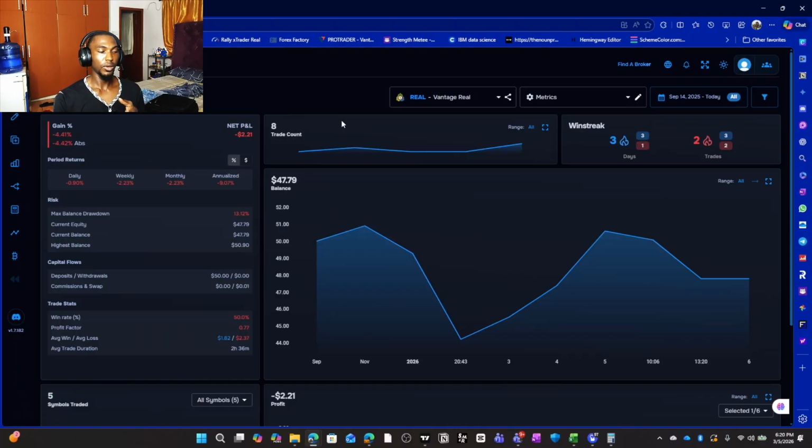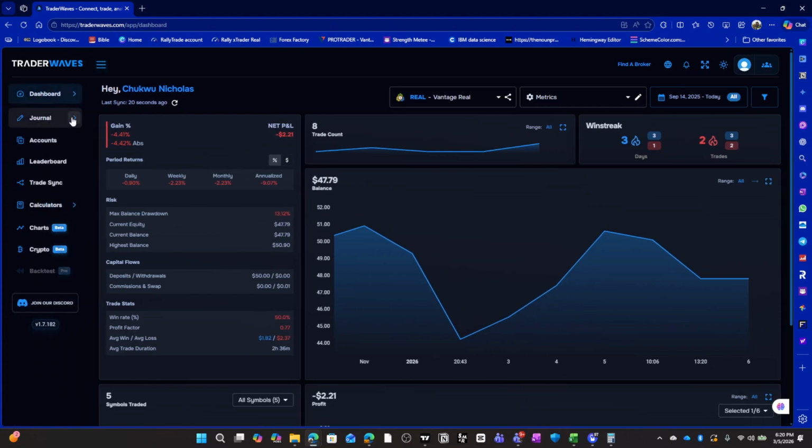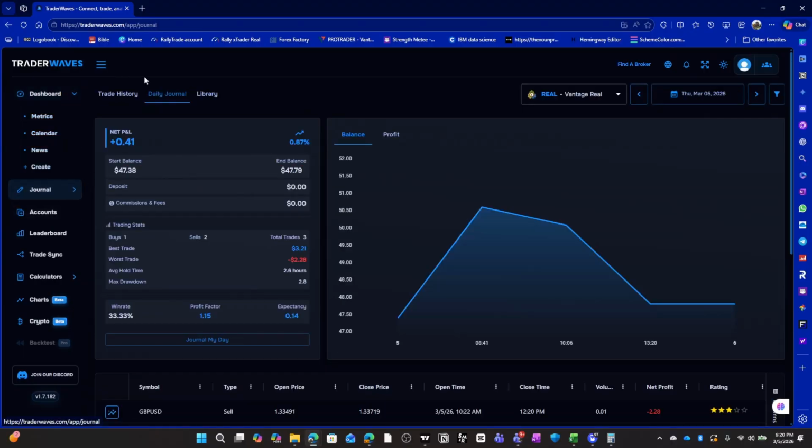Now, what does this even do for me? Basically, it just picks up my trade by itself. You can see it last synced 12 seconds ago, which is just because I selected a new page. However, let's see what it really looks like. I can look at different dashboards as well as look at the journal for the trade. Now, this is today's trade.